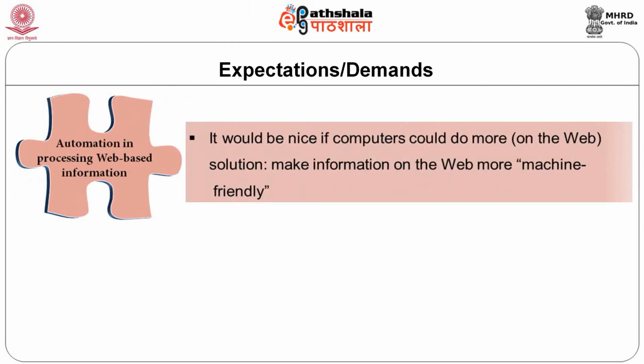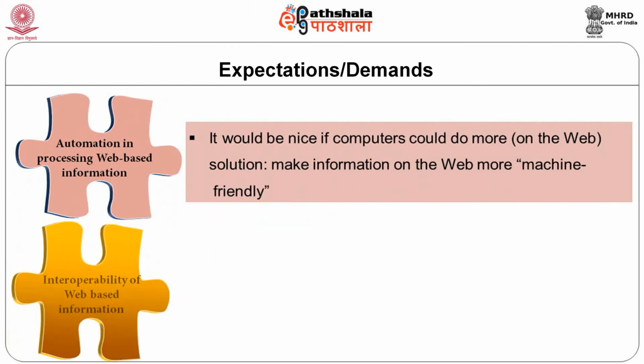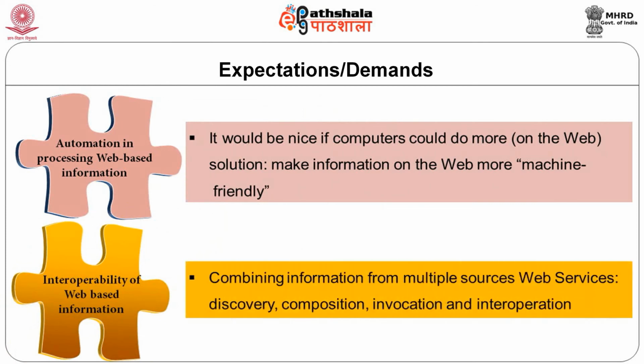The solution is to make information on the web more machine friendly, as in the example we gave in the case of the doctor and e-learning. Interoperability of web-based information is basically combining information from multiple sources. So web services like discovery, composition, invocation and interpretation, interoperation, in the sense that machine to machine communication should be possible. One system should be able to communicate with others, but to communicate they should speak in the same way. They should use the same language to express their ideas so that we can understand.